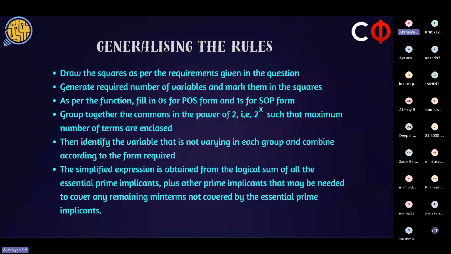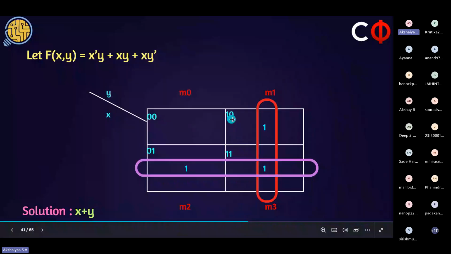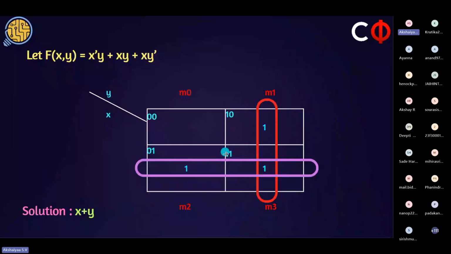And then you'll have to identify the variable which is not varying in each group, and you'll have to combine accordingly. So what I mean by that is, if I'm talking about this red section, you can see that only one term is varying, and that is the y term. The x term is remaining constant. It is 1 only, right? So that is the term which you're going to be enclosing. So I'll call that x.